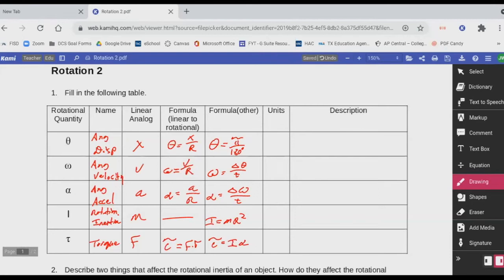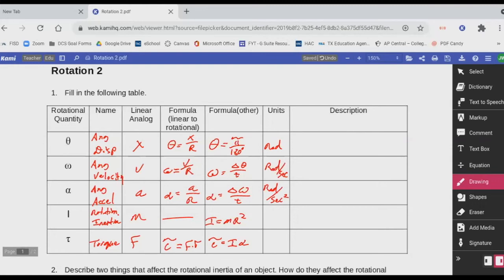The units on these, at least the top 3, you're going to know immediately. We know that theta is in terms of radians. We know that omega is in terms of radians per second. We know that alpha is radians per second squared. That brings us to the I.